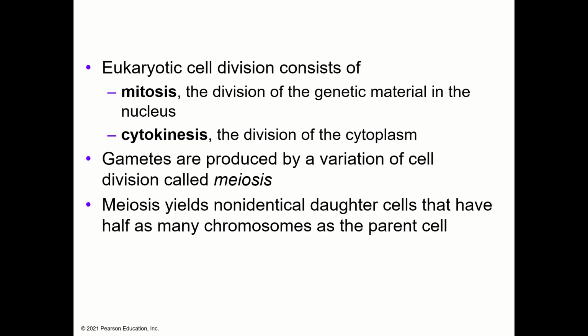Eukaryotic cell division consists of mitosis, the division of the genetic material in the nucleus, and it also consists of cytokinesis, which is the division of the cytoplasm. Gametes are produced by a variation of cell division called meiosis. Meiosis yields non-identical daughter cells that have half as many chromosomes as the parent cell.